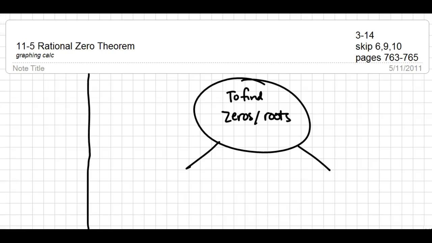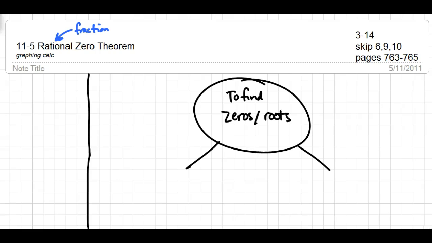This lesson is for Advanced Algebra, Lesson 11.5 on the rational zero theorem. A reminder to students that the word rational is another word for fraction. So we're going to be looking for fractions as zeros today.